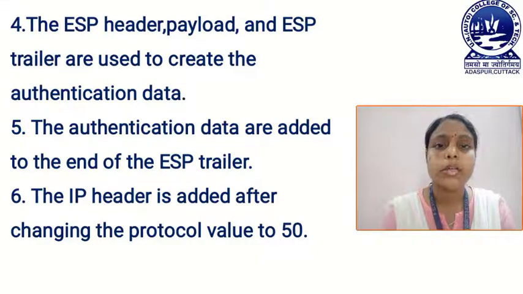Basically, in this procedure, you have to remember that the ESP trailer is added to the payload. Then after adding the ESP trailer to the payload, both ESP trailer and payload are encrypted. After encryption, the ESP header is added. Here the ESP header, the payload, and the ESP trailer, these three fields provide the authentication data. Then the authentication data is added at the end of the ESP trailer.